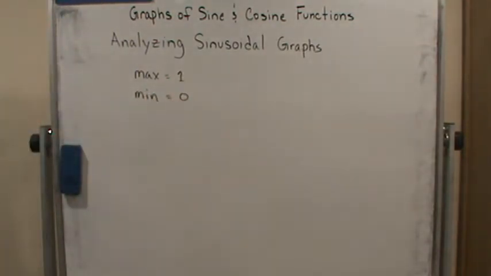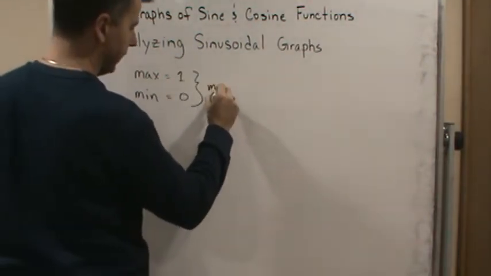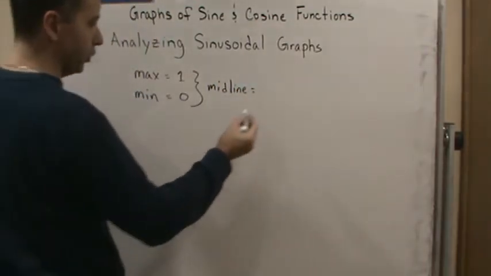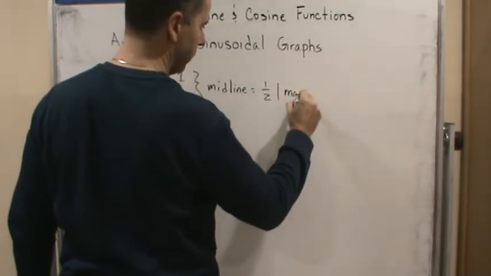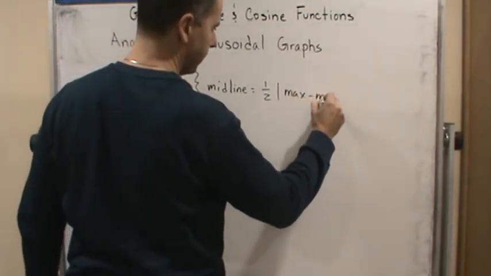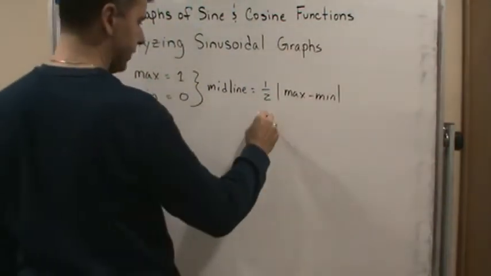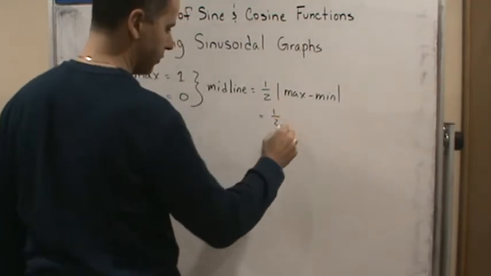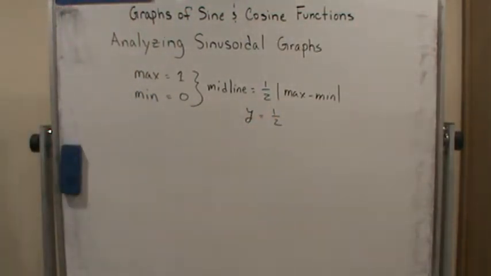And so we can see that the midline, which is again equal to what? It's 1/2 the absolute value of max minus min, right? So in this case, it's going to be 1/2 of 1, so the midline is going to be at y equals 1/2, which you can see from the graph, okay?